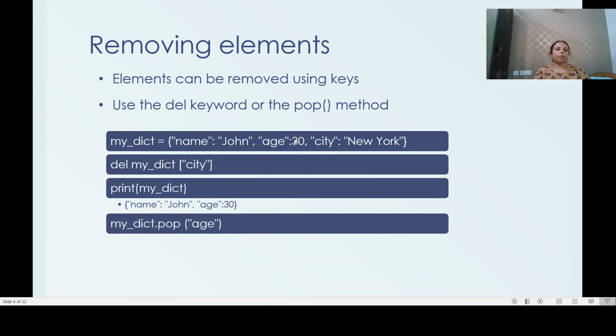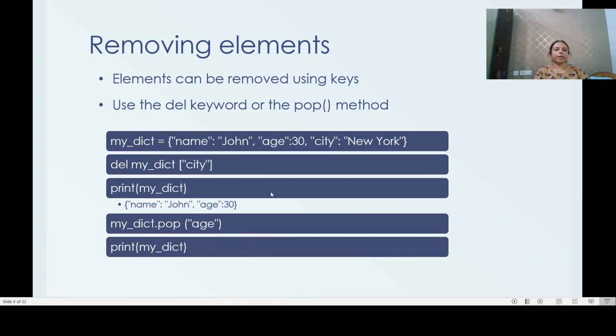Now I can use dot pop, and mention the key value. Both serve the same purpose, but del I have to use as a normal statement, and pop I should use as a method. Pop of age will remove the age. Now it will work on top of this output only. This output has name John and age 30. After that I am applying this pop.